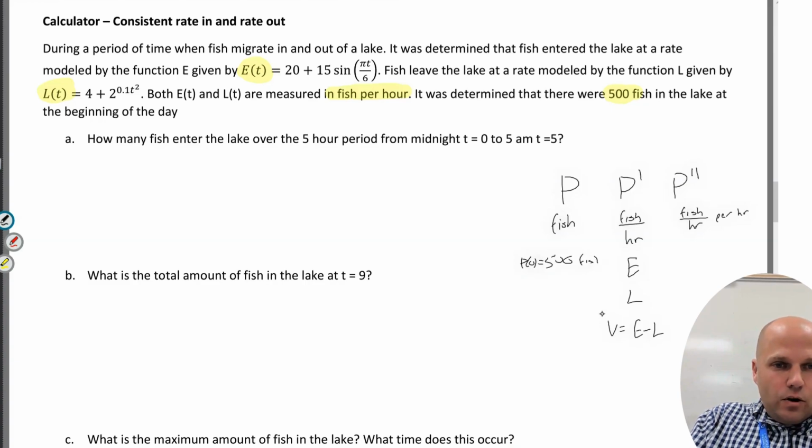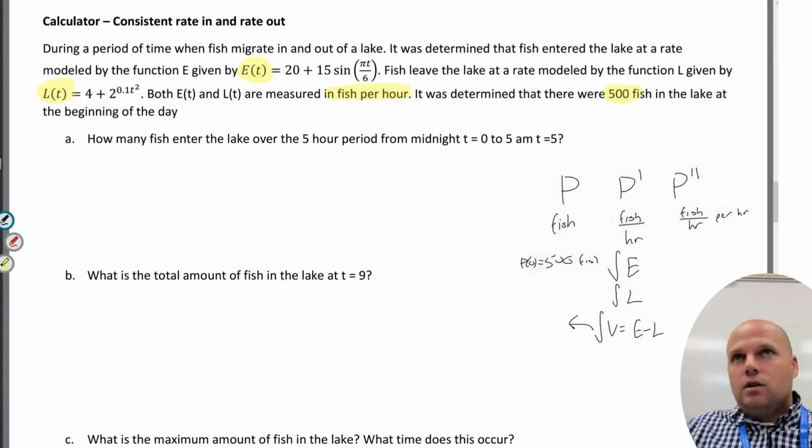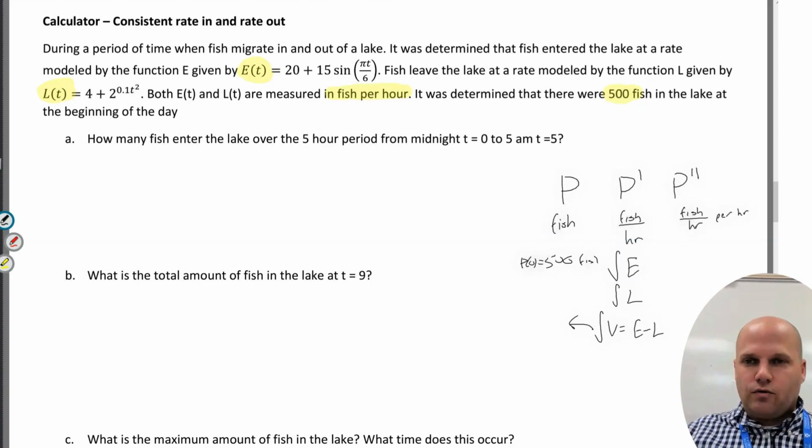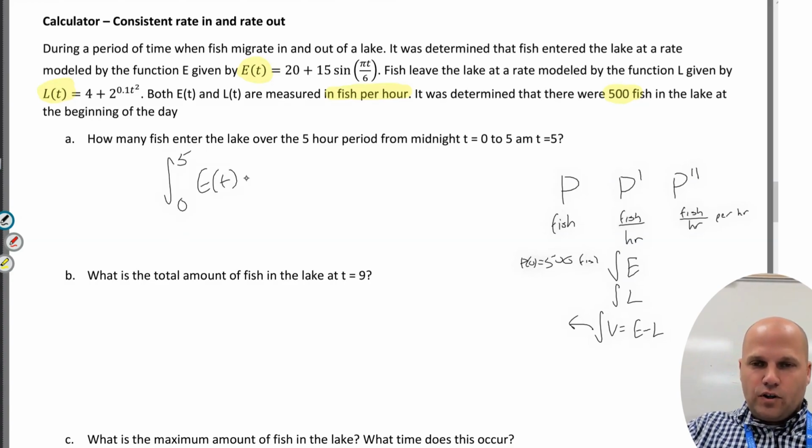We know we'll have to accumulate our fish per hour to get fish. Accumulate E to get the total fish that have entered the lake, accumulate L to get the total fish that have left the lake, accumulate V to get just the displacement of your total fish. So for A, I'm just going to accumulate E to get your total fish in.